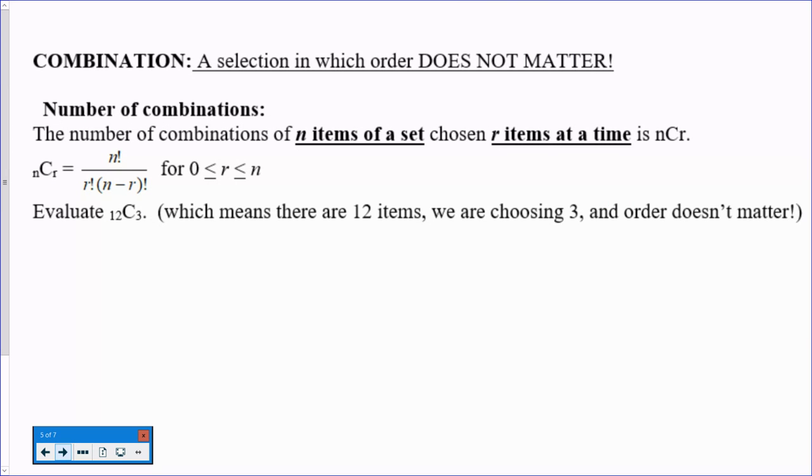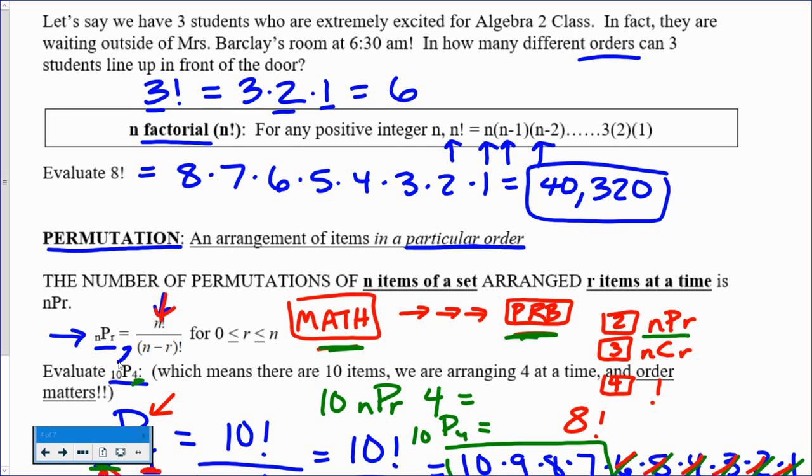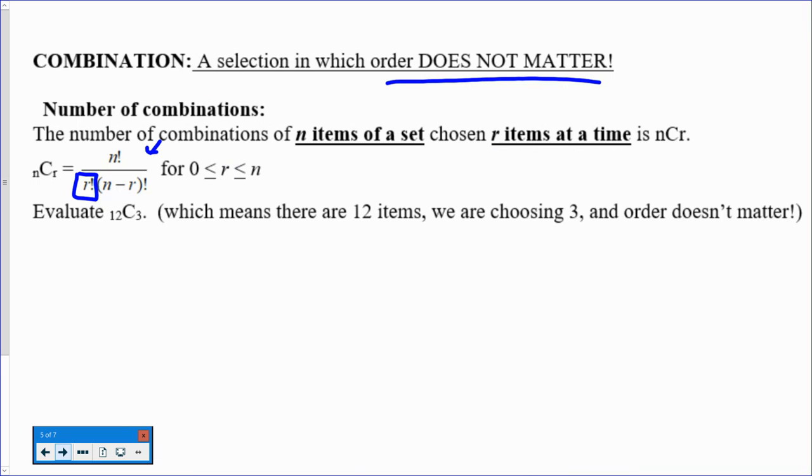All right, so that was permutation, where the order matters. A combination is where the order does not matter, and we will look at examples of what that would mean shortly, and we'll look at both combinations and permutations. Okay, they each have a formula. It's very similar to the last formula. Here's the part that is different. You have r factorial. In the last formula, no r factorial. Otherwise they are identical.